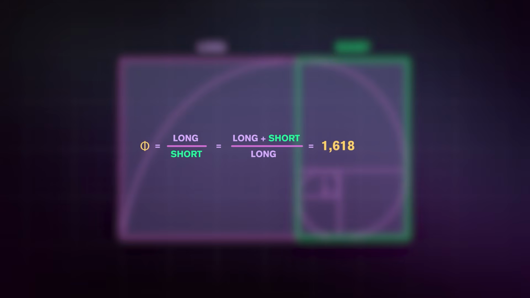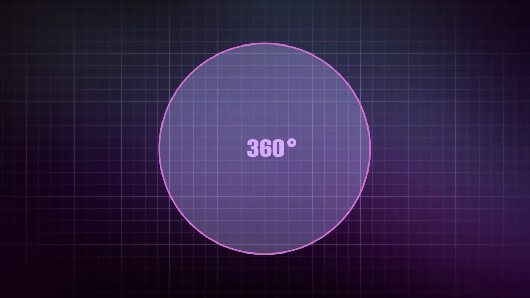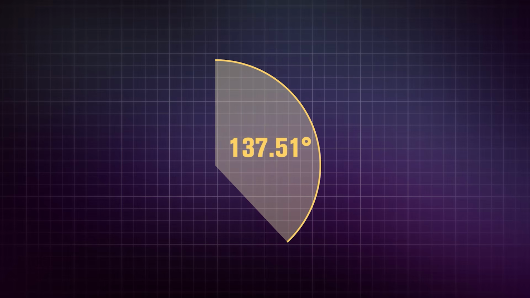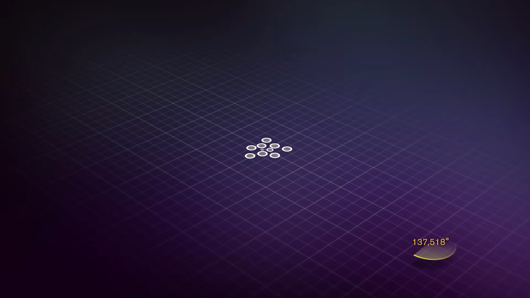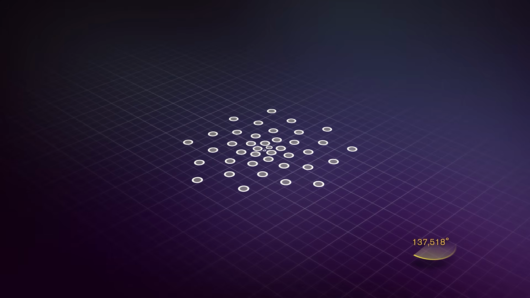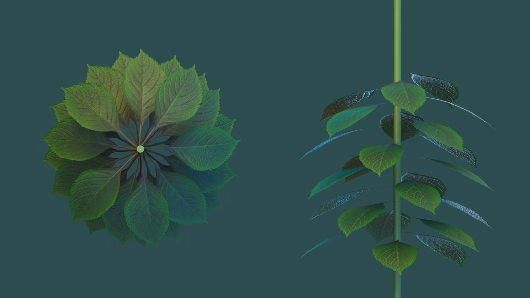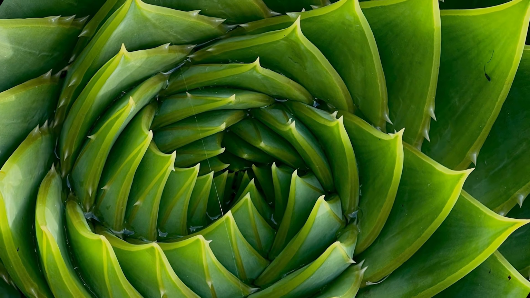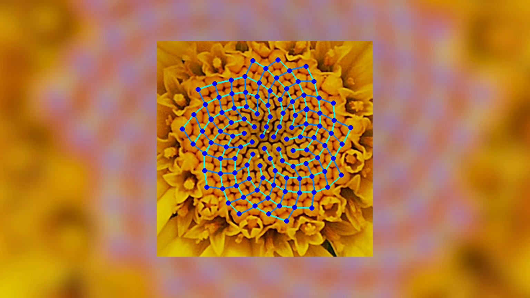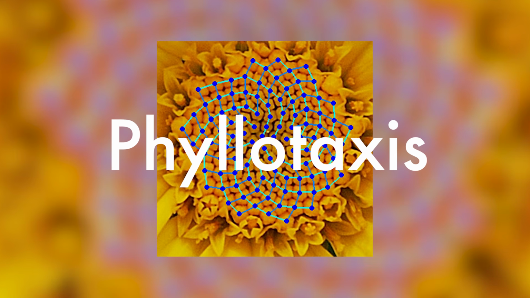It derives from the golden ratio phi, approximately 1.618. If you take a full circle, 360 degrees, and divide it by phi squared, you will get 137.51 degrees. This angle has a fascinating property. When you keep rotating by it, the new points will never overlap. That's why in nature, leaves and petals spiral perfectly, without blocking each other's sunlight. The scientific term for this is phyllotaxis, in case you want to give it a little Google afterwards.